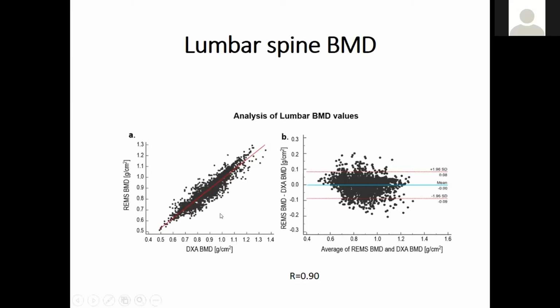So again, the same format. This is the correlation between DEXA and REMS, and here the R was 0.9. If you look at the Bland-Altman plot, again you can see there's this nice clustering around the line here, suggesting that we're seeing good agreement.